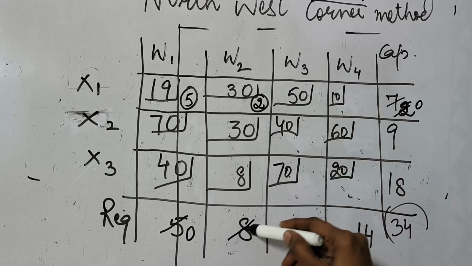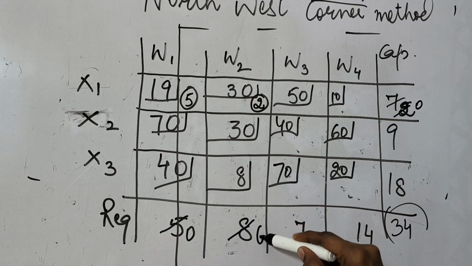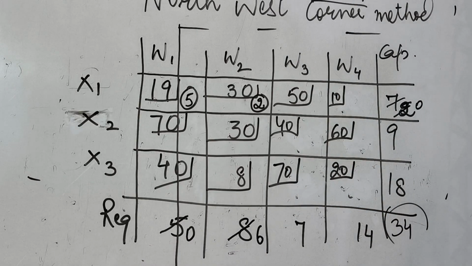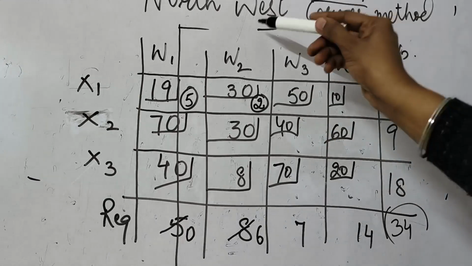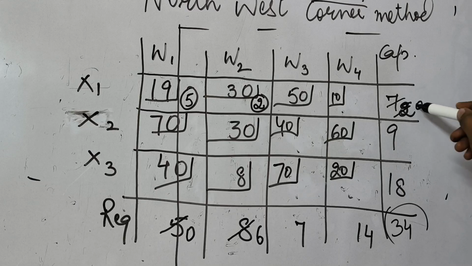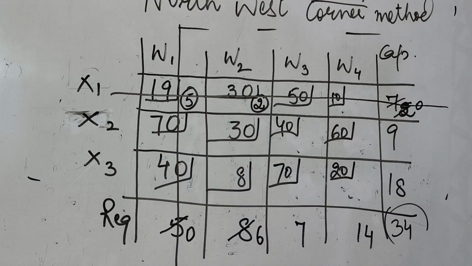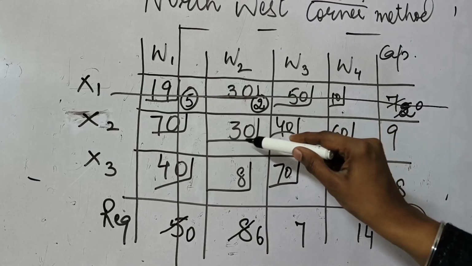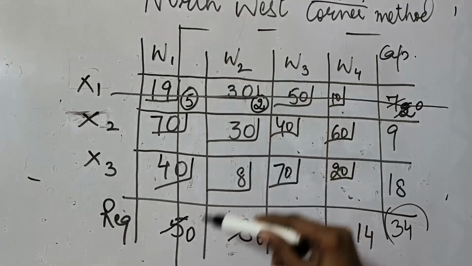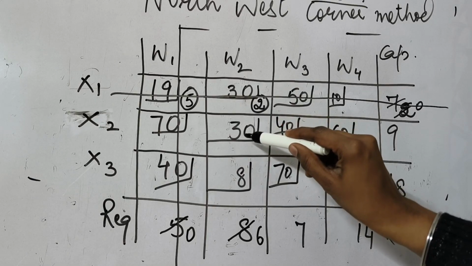In front of this, out of 8, 2 requirement has been met, so 6 requirement is still left. So now I will again observe this row and this column, this has become 0. So I will just delete this row because maximum supply has already been given to this box. Now next step, again I will find my northwest corner. Now this has been deleted, this has been deleted, this is the corner that is most inside.